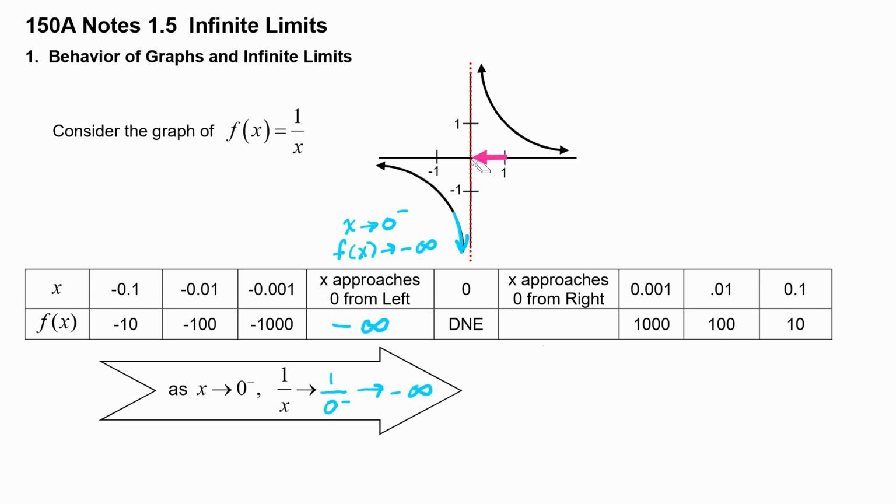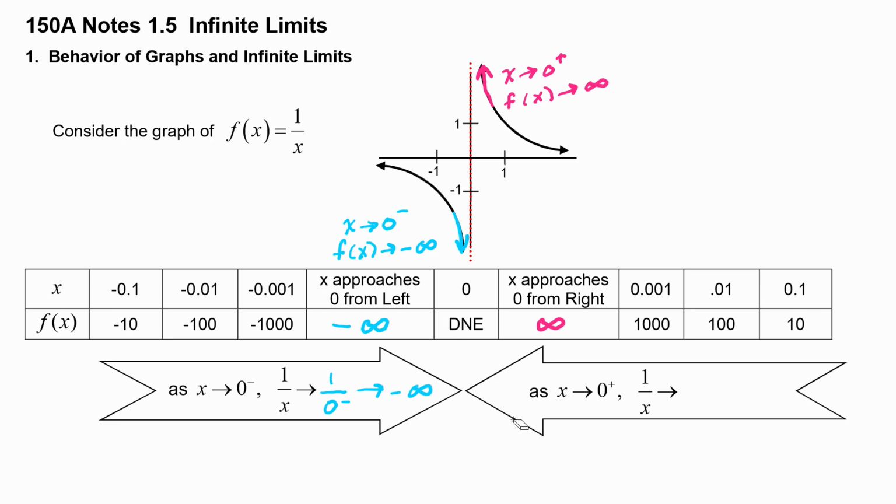As x gets closer and closer to 0 from the right, the y values are heading up here. So we can say as x goes to 0 from the right, f of x is heading off to positive infinity. So when we analyze that, as x goes to 0 from the right, 1 over x is going to 1 over 0 from the right, which we just discovered is going to infinity.